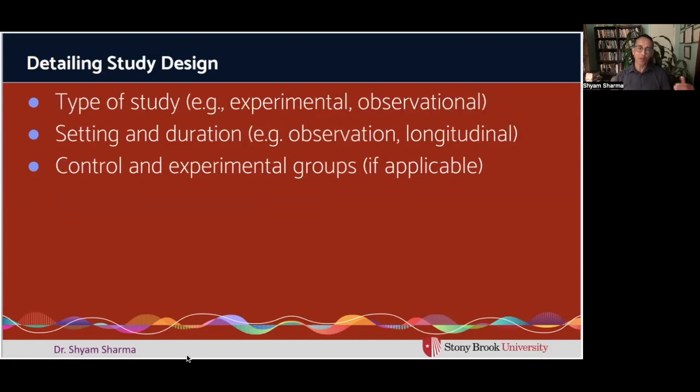So just to unpack what I just said, detailing the design of the study is revealing to the reader what kind of study it is. Is it experimental? Is it observational? Is it based on interviews, whatever that was? And then you might need to convey the settings and duration. For example, the setting may be an observational setting or control setting or lab setting, or it could be a social, interactive, naturalistic setting.